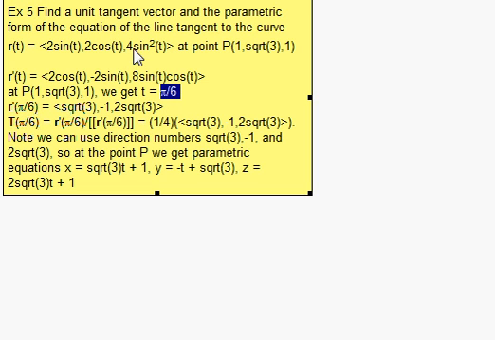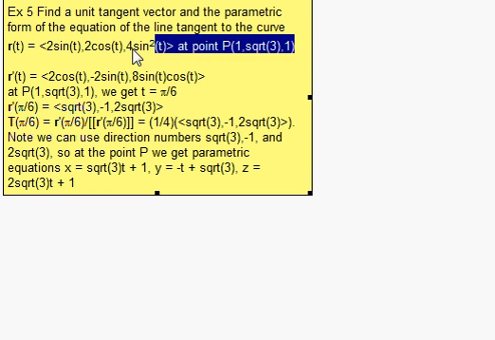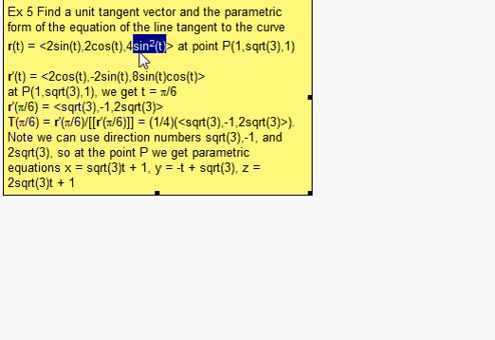And just to double check, 4 times sine squared of t turns out to be 1, and sine of t is a half, so sine squared of t is a fourth. 4 times a fourth is 1, so we get t equal to pi over 6. So r prime evaluated at pi over 6 would be 2 cosine of pi over 6, which is the square root of 3, 2 sine of pi over 6, negative 2 sine of pi over 6, which is negative 2 times 1 half, which is negative 1, and finally 8 sine of t cosine t.